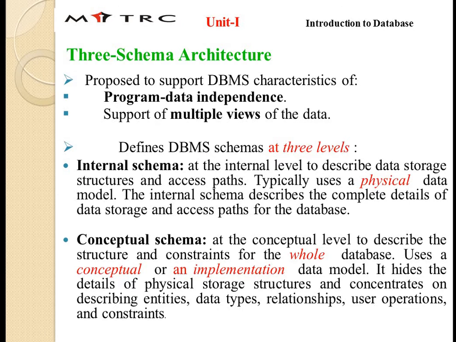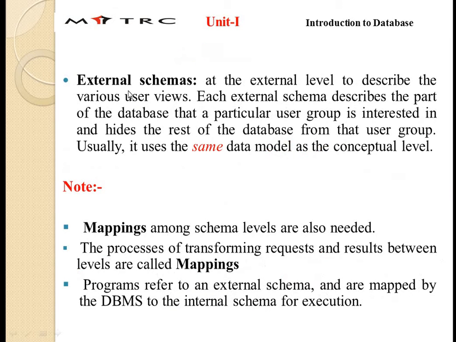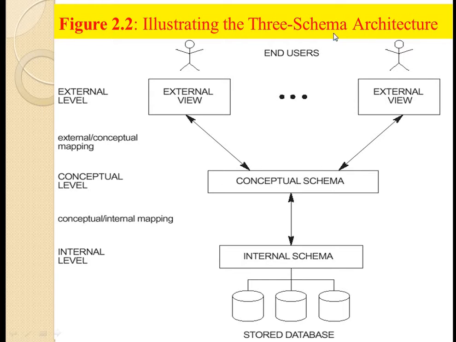In short, the 3 schema architecture comprises the representation at 3 levels of the database: the internal level, the conceptual level, and the external level. If we look at a diagrammatic representation, this is the architecture of the 3 schema architecture. We have the external level, the conceptual level representing the conceptual schema, and at the bottom the internal level representing the internal schema.